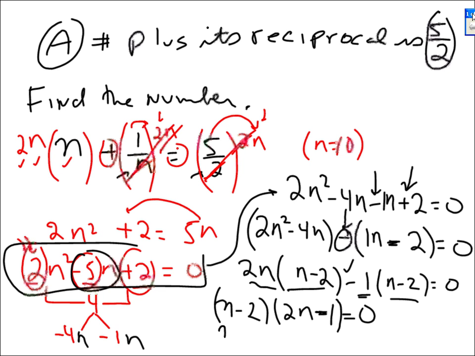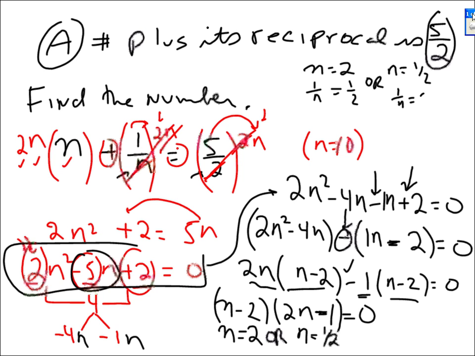So either n is 2, or if you solve the next one, 2n minus 1 equals 0, you find that n equals 1/2. And those are the two numbers we had. n can be 2, and the reciprocal would be 1/2. Or n can be 1/2, and the reciprocal would be 2. So the answer is n equals 2 or n equals 1/2. But we already had that 10 minutes ago, because we realized that 5 over 2 was 2 plus 1/2, 1/2 being the reciprocal of 2.